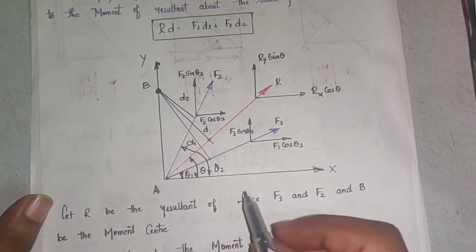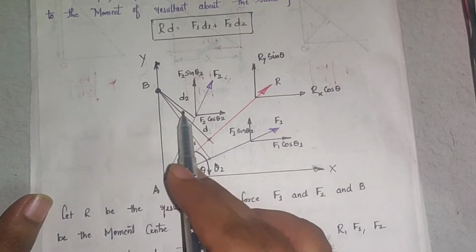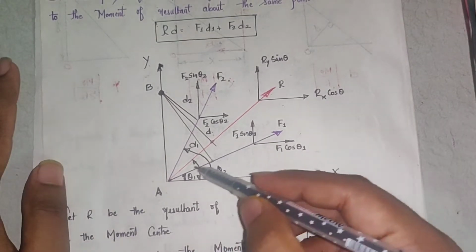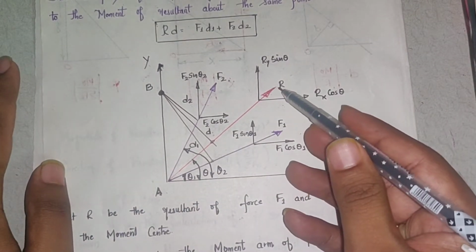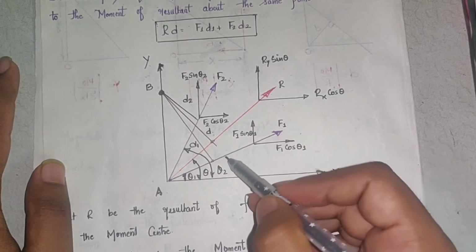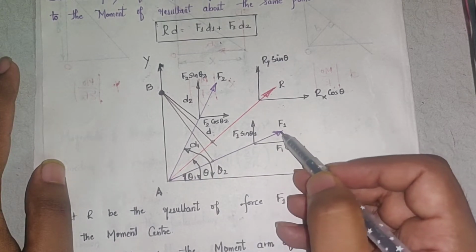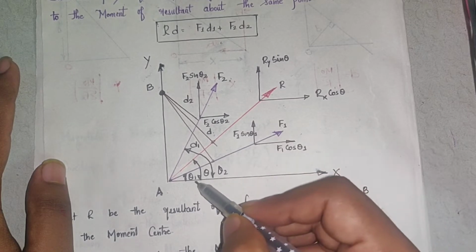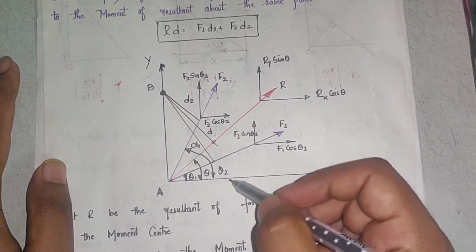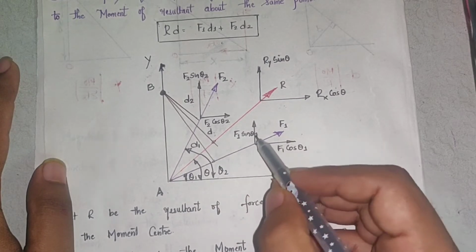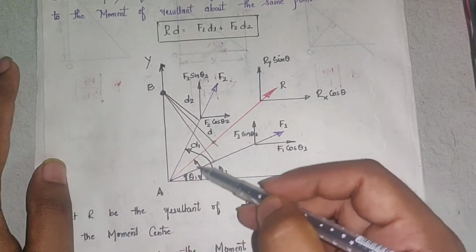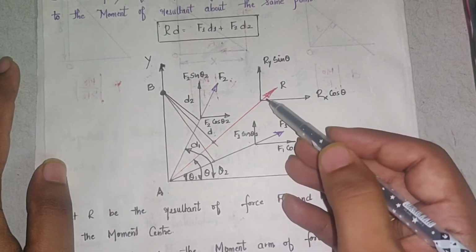Now if you look at the picture, this is the x-axis, this is the y-axis, this is point A. This red line indicates the resultant force, which is making an angle theta. The purple line is force F1, which is making angle theta 1, and this force F2 is making angle theta 2. F1 and F2 are the two individual forces and R is the resultant force.